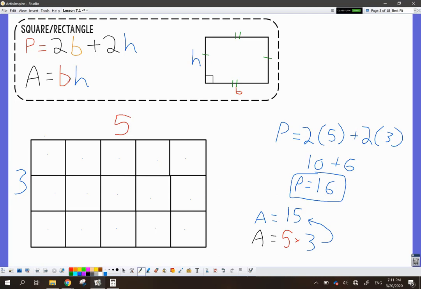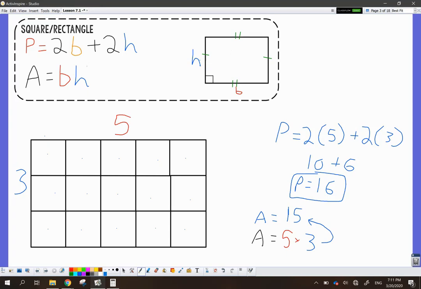I remember that when I have these two letters together, it means that I multiply them. No plus sign, no minus, no division sign, means that I multiply them. So here's my perimeter and area for a square or a rectangle. Both of those formulas work for both of those shapes.